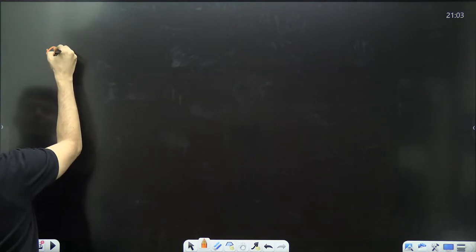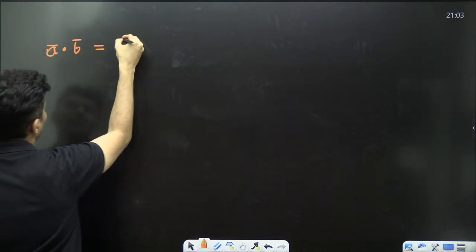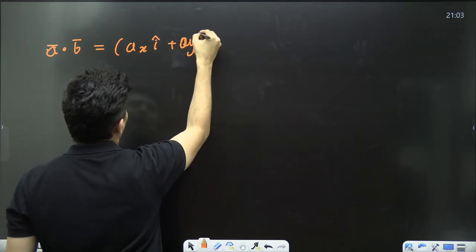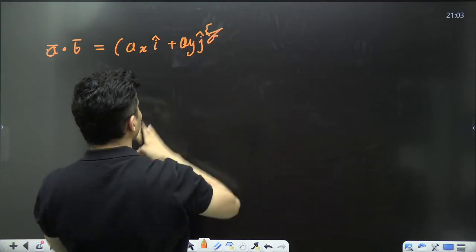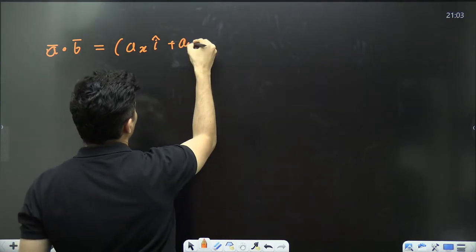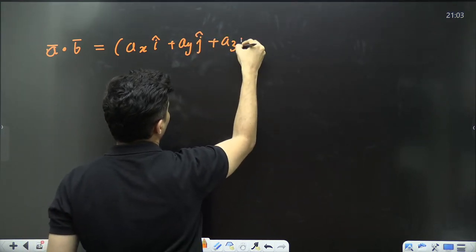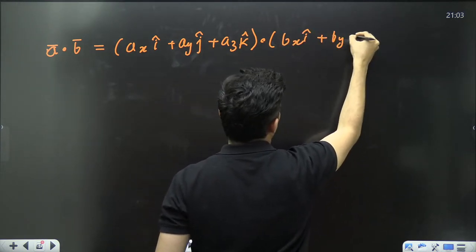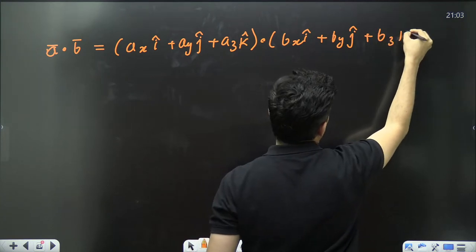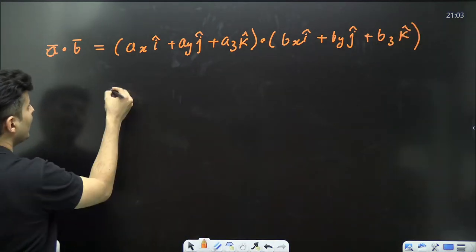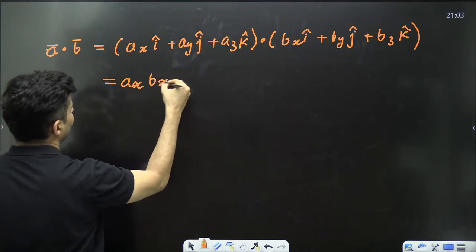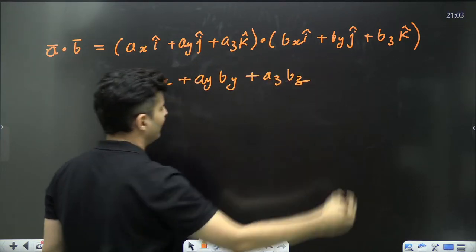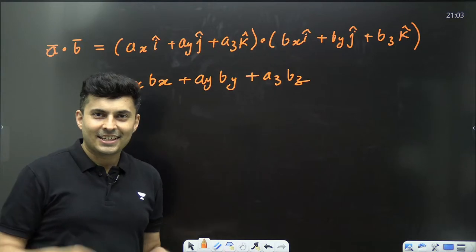A vector dot B vector, which is AX i cap plus AY j cap plus AZ k cap dot BX i cap plus BY j cap plus BZ k cap. Too difficult to write it, but it is very self-explanatory. This will be AX BX plus AY BY plus AZ BZ. That's it. Understood, guys?